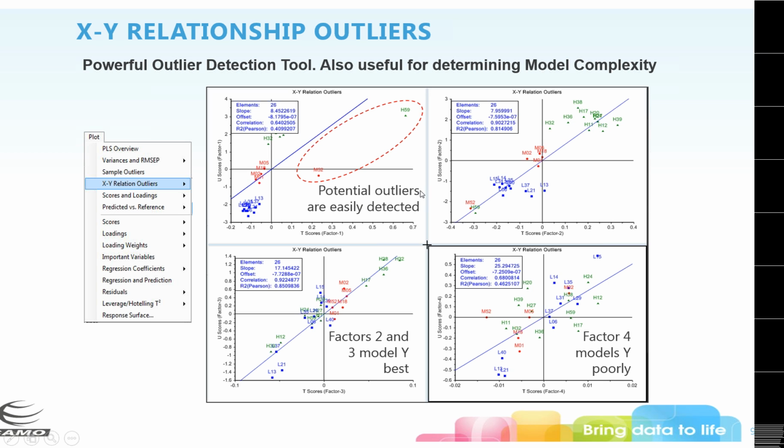And you can get these plots when you're in your Unscrambler. You right-click in any of your plots and you go under XY relation outliers. And I always do the quad plot because that shows you your first 4 factors all together. Makes it a little bit easier to see what the trends are looking like.